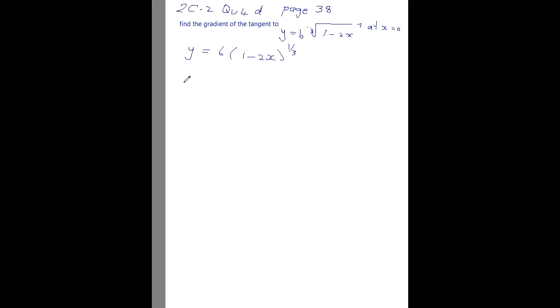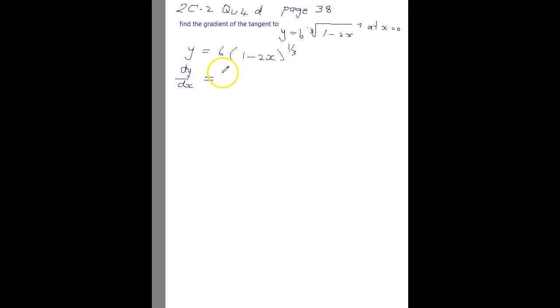As soon as you see that you need to find the gradient of the tangent at a point, we think, well, the first derivative gives us gradient. So I'm going to find dy dx, and you've been practicing the chain rule. I'm going to do the chain rule in my head, which some of you may not be ready for yet.